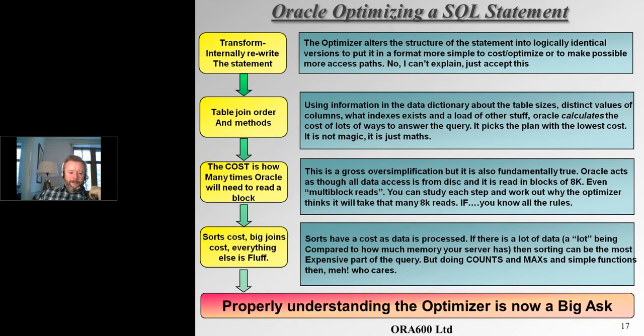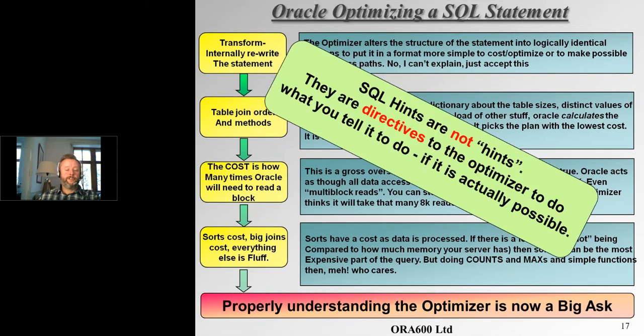So as I've said, properly understanding the optimizer now is a big ask. I don't know whether you agree, but every single version of Oracle gets smarter and smarter, and it makes life harder for those of us who claim to be performance experts. Because it's getting cleverer. They don't add these extra confusions for no good reason. The optimizer team add these extra abilities because they've seen things in the real world and they're trying to solve a problem. But the end result is it's very complicated.